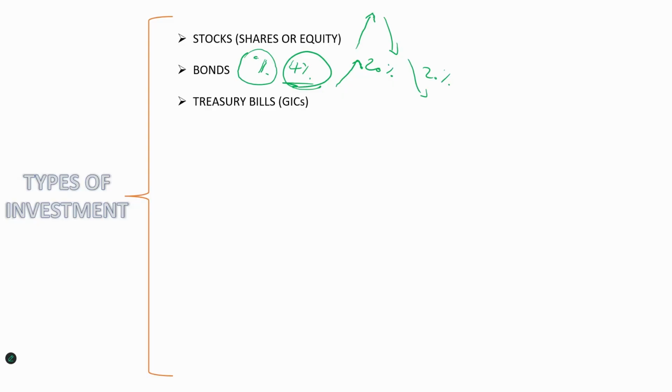So you are not affected by the fluctuations or the profit or loss of that company because you don't own that share. You've just lent money, right? And that's the difference between bonds and stocks. In stocks, because you are an owner, you will be affected by the growth or the loss of that share, right? And it's going to be the same thing for treasury bills and GICs as well. They are going to give you a specific rate.